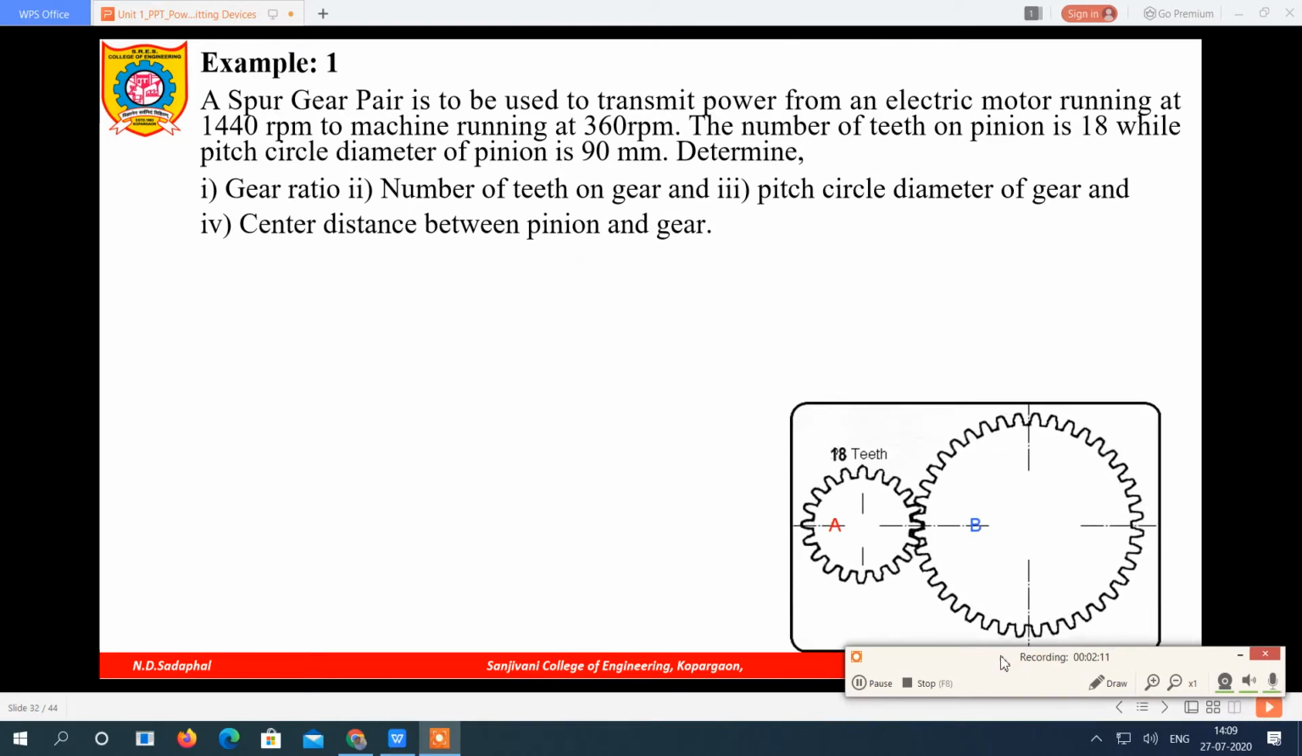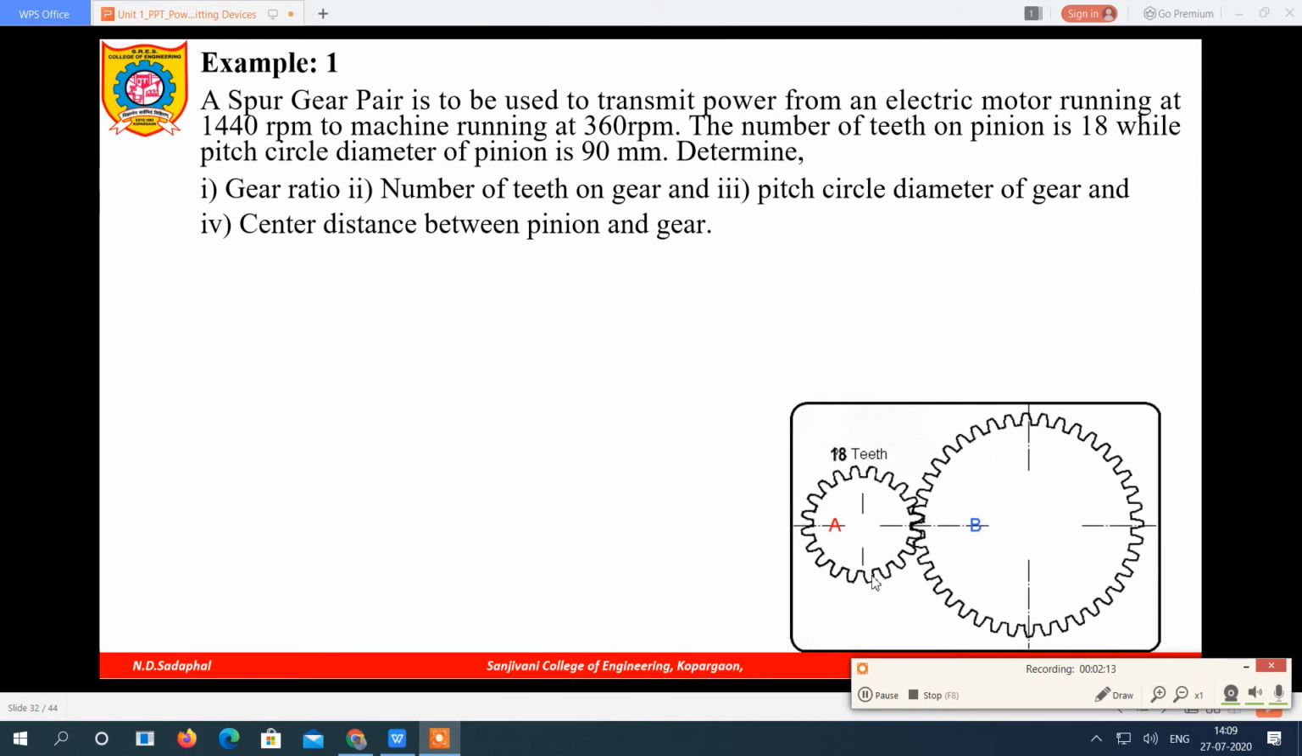You can see this animation. The smaller gear is always called the pinion, and the bigger wheel is called the gear. Power is transmitted from pinion to gear. Here we are given a spur gear pair, both are spur gears. Power is transmitted from the electric motor. The electric motor is mounted on the pinion, so with the help of the motor the pinion will run, and that power is transmitted to a machine. On the machine the gear is mounted.